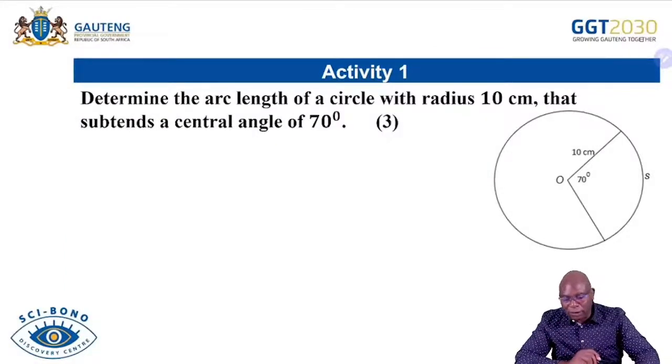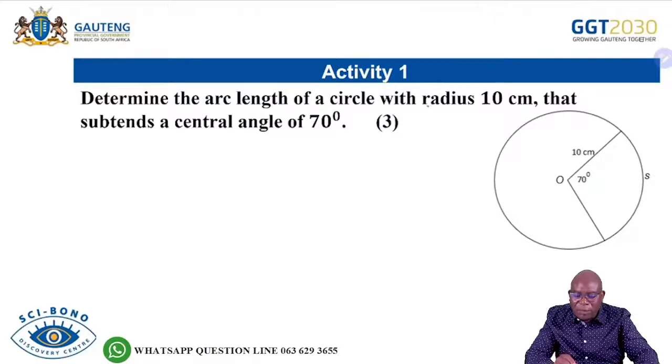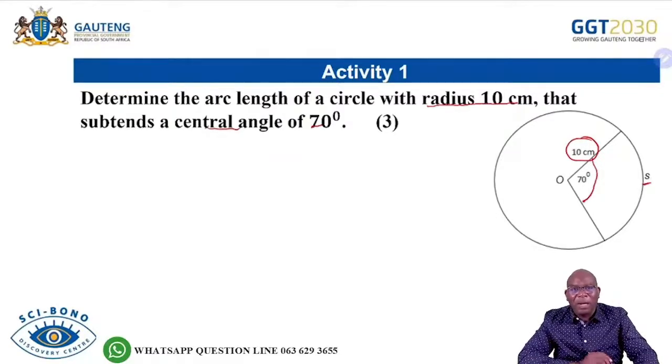The first activity. Determine the arc length of a circle with a radius of 10. You see, I'm given the radius. That subtends a central angle of 70. You see, I'm given the central angle. The radius is 10. So I need to calculate that. So the formula is in the formula sheet. Please, you must go to your formula sheet and check those formulas.